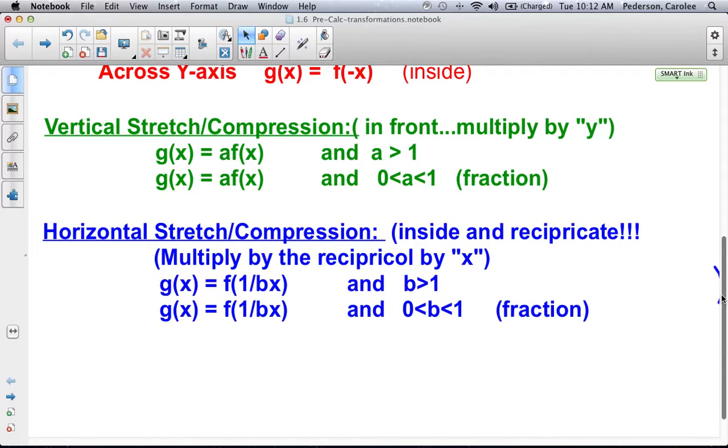The last one for you to write down is the horizontal stretches and compressions. These are going to be inside the function now. And we have to do a little change. We have to reciprocate that scale factor. So remember, if something is 1/2, we would reciprocate that to 2/1. And then again, we have numbers greater than 1 and numbers that are fractions. We'll give you a little bit of time to write that up. And then later on in our lesson today, we will show you some examples of this green and this blue one.